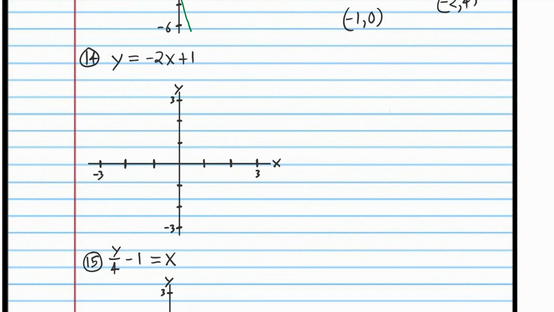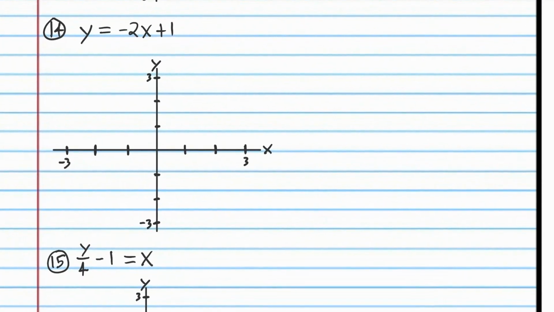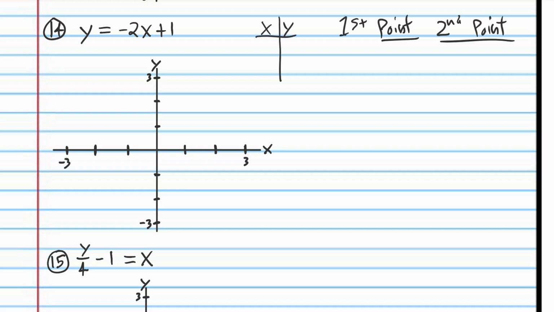All right, so now it's time for you to try. Go ahead and try 14, and when you come back, we'll do it together. All right, we're back. So y is isolated, so we should try x values first. So I'm going to try x is equal to 0. So y must be 1.